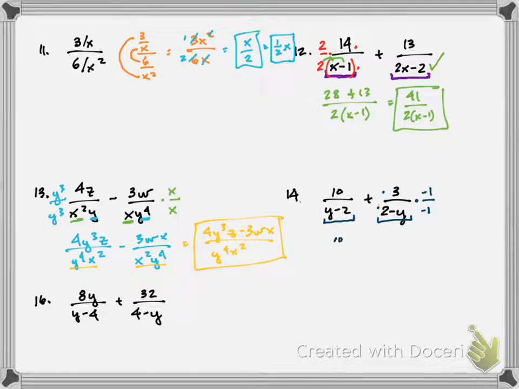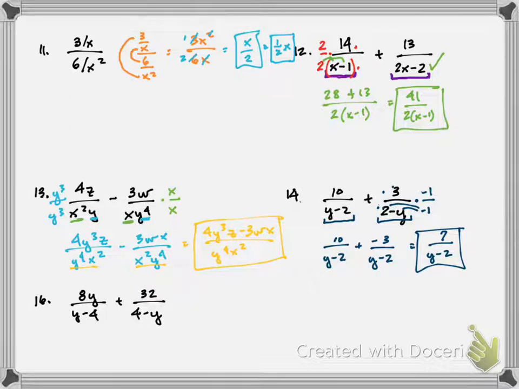Then what you end up with is 10 over y minus 2. Okay, now think about this for a second. 3 times negative 1 is plus negative 3 over, now we get negative 1 times 2, so I'm distributing this negative 1. That's going to be a negative 2, and negative 1 times negative y is y, so over y minus 2. You have a common denominator of y minus 2 now. Now we can clean this up. 10 plus negative 3 is 7. Common denominator y minus 2. 7 over y minus 2 is our reduced form.